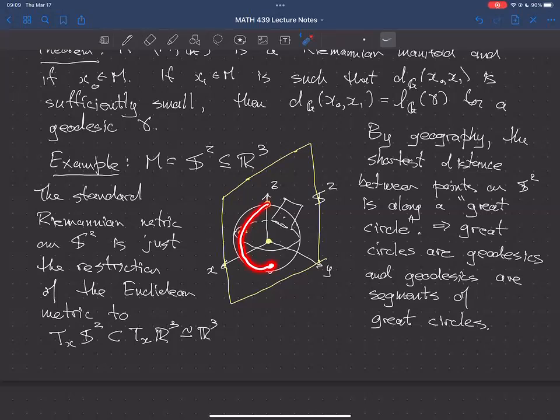1, 2, 5, infinitely many, right? Because I can go in any direction from the North Pole, and I will still get to the South Pole, and the distance is going to be independent of the original direction that I chose. So you can take any geodesic, or great circle, which starts at the North Pole and ends at the South Pole, and that one will be a geodesic that minimizes the distance between the North Pole and the South Pole. And there's infinitely many of those.